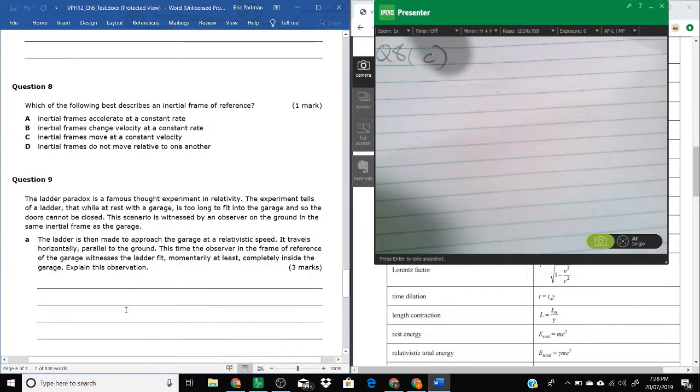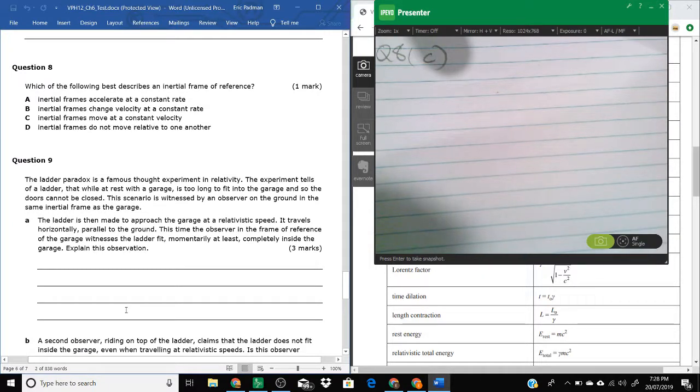The ladder paradox is a famous thought experiment in relativity. The experiment tells of a ladder that, while it rests within a garage, is too long to fit into the garage so that the doors cannot be closed. This scenario is witnessed by an observer on the ground in the same inertial frame as the garage. The ladder is then made to approach the garage at relativistic speed.